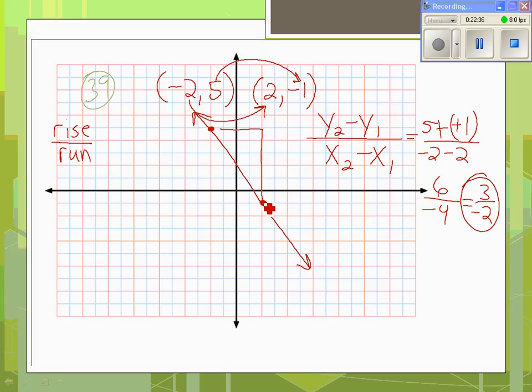So if I come back over here and I go up 3, 1, 2, 3, to left 2, I should end up right back on the line. Or I could go down 3 and to the right 2, and I should end up right back on the line. It's pretty good that time I actually drew it straight.